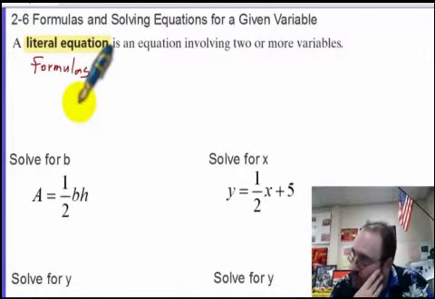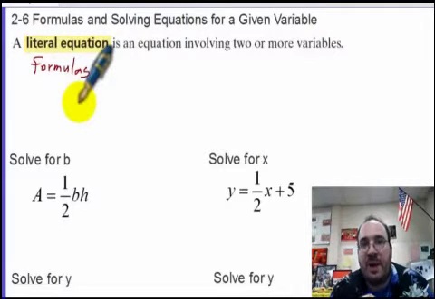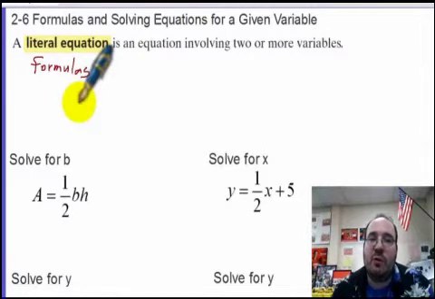So that's something that we want to be able to do, because if I have a formula solved for one variable, but I really want to know about another variable, and I have to keep doing the same calculation over and over and over again, it would be easier to just solve for the new variable so that I don't have to keep doing the same calculation over and over again.